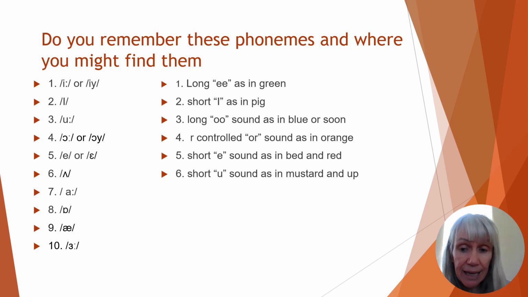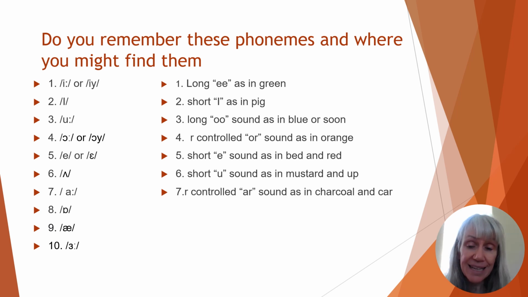What about that A with the colon behind it? That's another R control. Like I said, not in all cases, but in many cases, when you see that colon behind a letter, with the exception of the I or the U, these are R controlled. So we hear the R controlled R sound as in charcoal and car. The R changes the nature of that vowel sound. So that's why it's called R controlled.